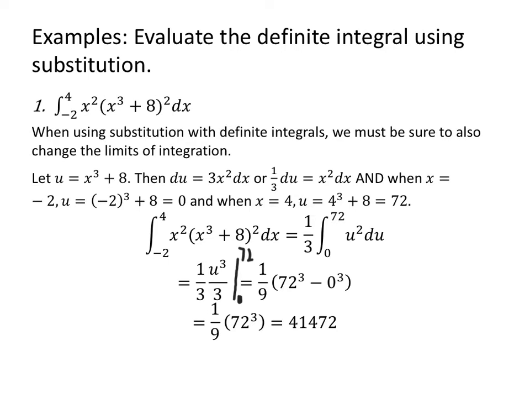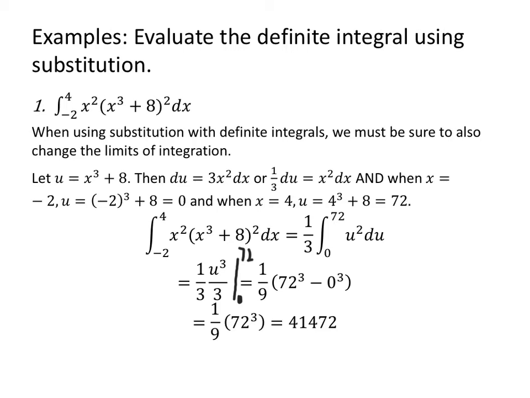So, let's evaluate the definite integral using substitution. The integral from -2 to 4 of x squared times x cubed plus 8, the quantity squared, dx. When using the method of substitution with definite integrals, if we're going to change this into an integral involving u, we're also going to change the limits of integration. Do the change up front, and we never have to go back at the end. So, my inside, x cubed plus 8, is going to be my u. The derivative is 3x squared dx, but I don't have an extra 3 hanging out anywhere in my integrand, so I'm going to divide both sides by 3 to get 1/3 du equals x squared dx.